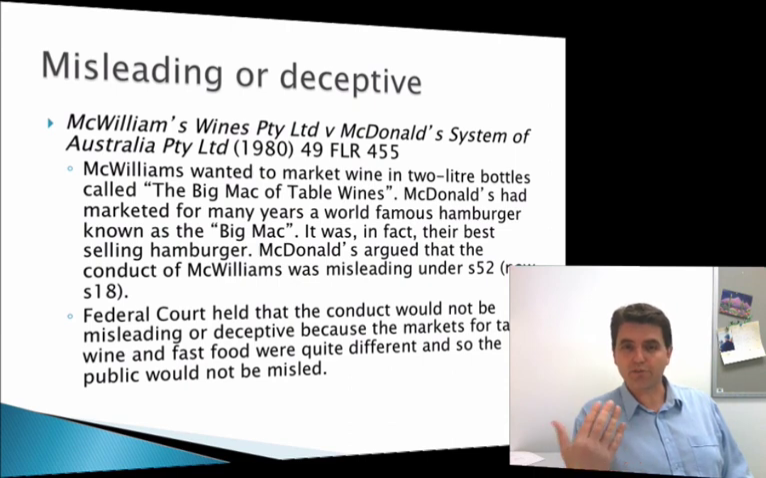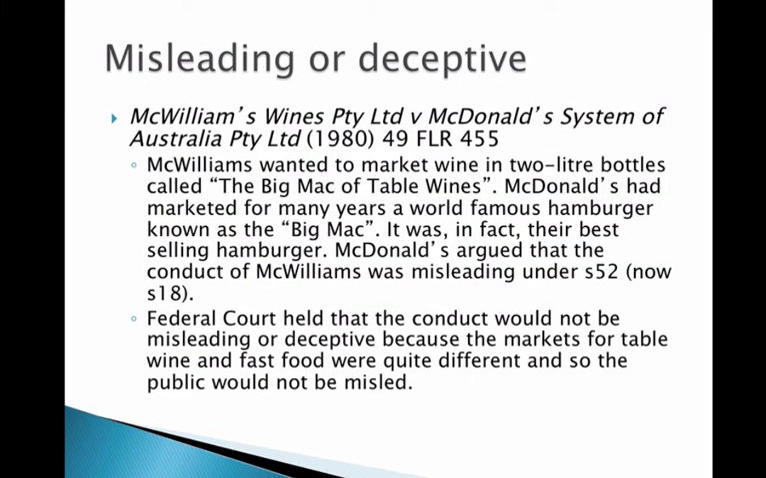There is, thankfully for us, a limit around what misleading and deceptive is. And the limit we can see in this case here, McWilliams Wines and McDonald's. So McWilliams wants to market a wine of 2-litre bottles called the Big Mac of table wines. McDonald's vigorously defend anything that might infringe on their copyright, and they've got, of course, the hamburger, the Big Mac. It was, in fact, their best-selling hamburger. And McDonald's are arguing that McWilliams are engaging in misleading or deceptive conduct under Section 52, and now Section 18, by calling their wine the Big Mac of table wines.